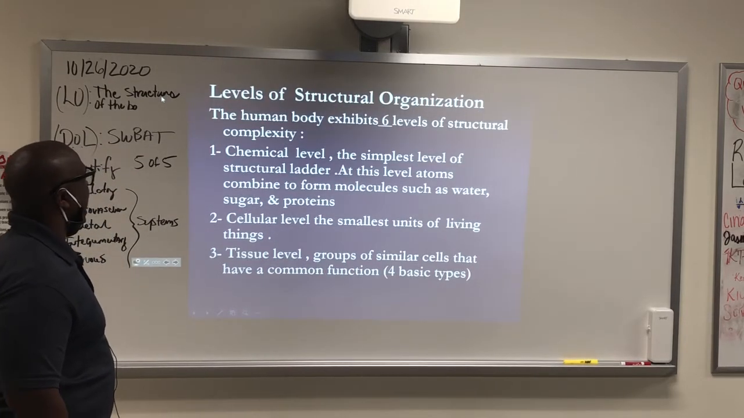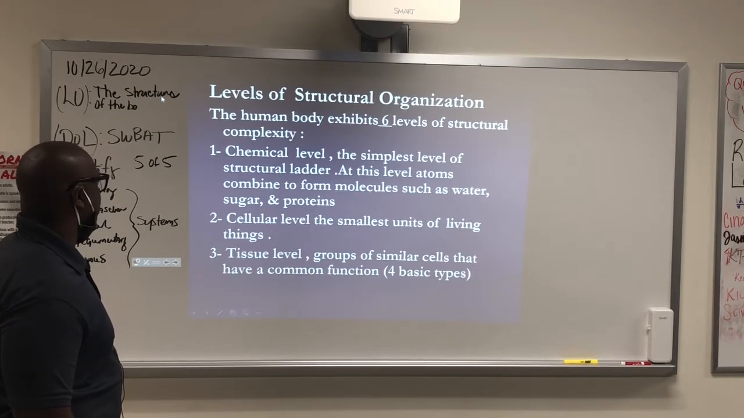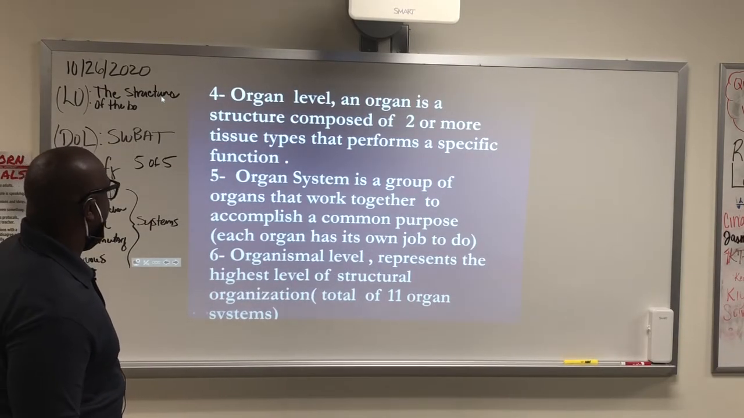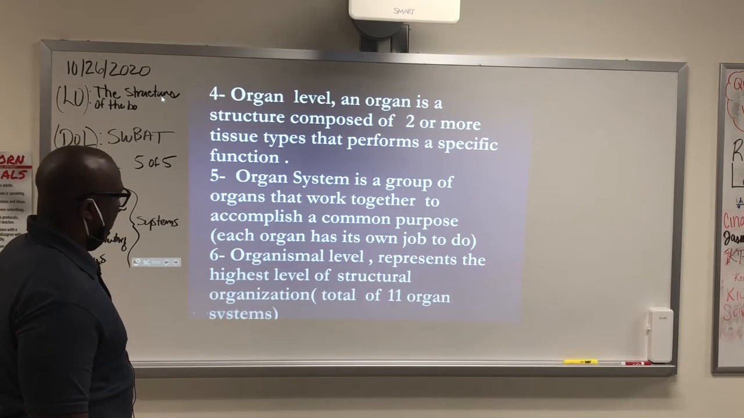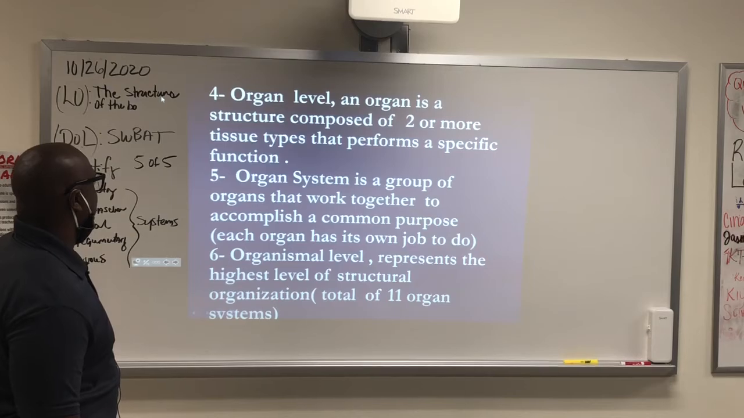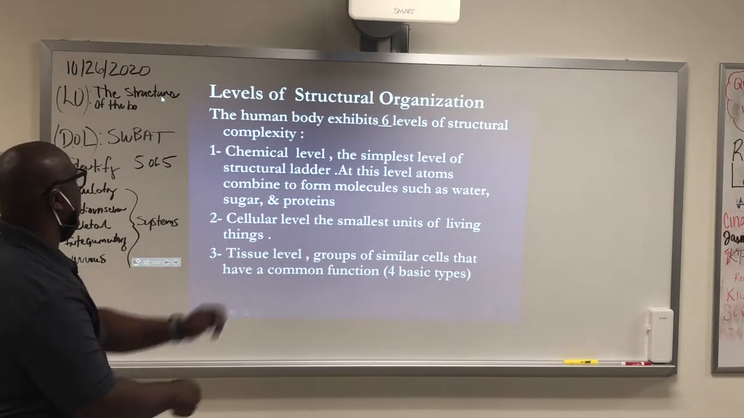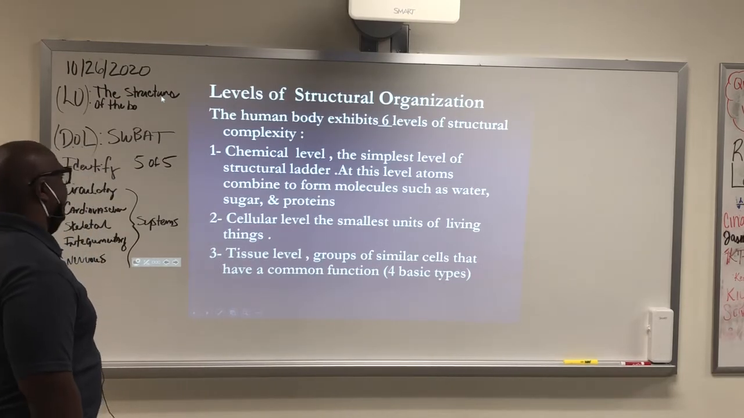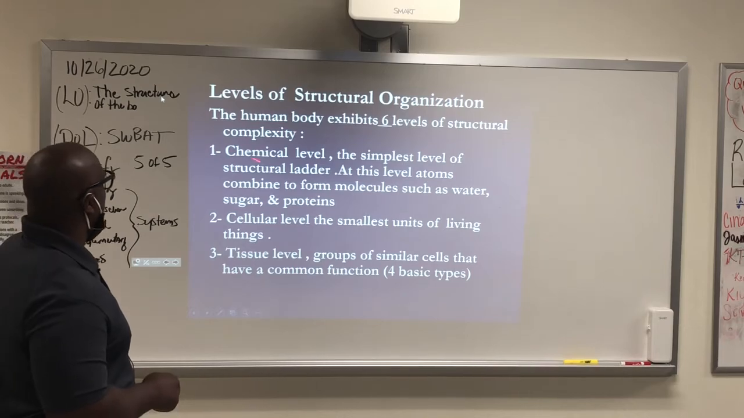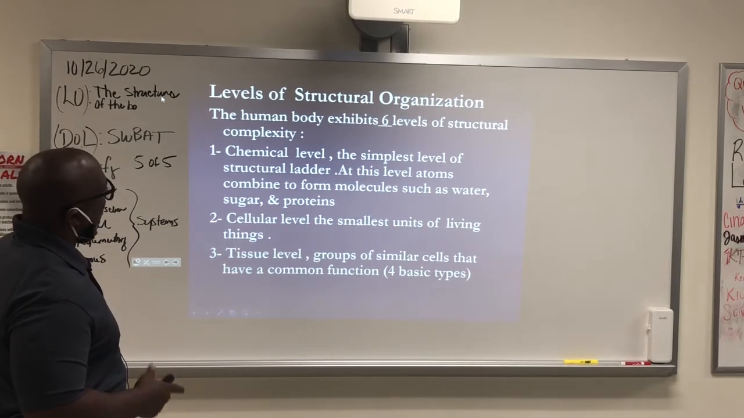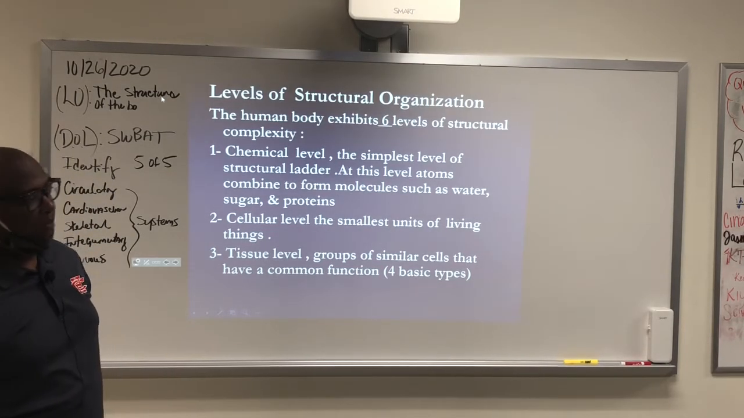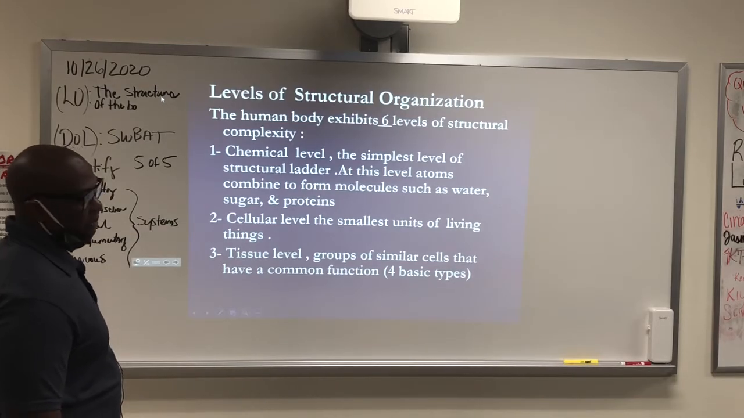Levels of organization. The human body exhibits 6 levels of structural complexity: chemical level, cellular level, tissue level, organ level, organ system, and organismal level, which represents the highest level of structure. So know these levels. Chemical level, which is the simplest level. You can just write the chemical level, cellular level, and all the details you can go over on your own when I put the PowerPoint up, probably in a couple of days.